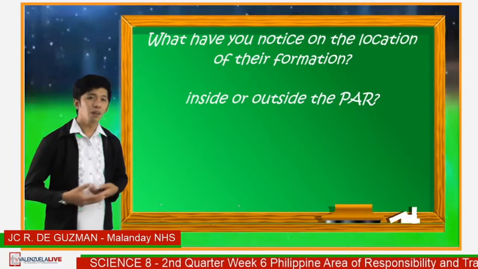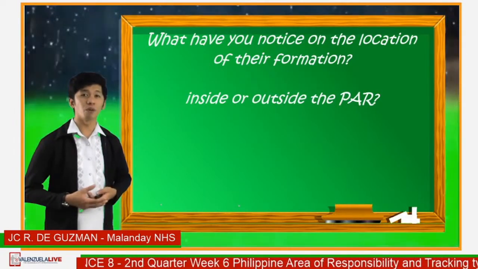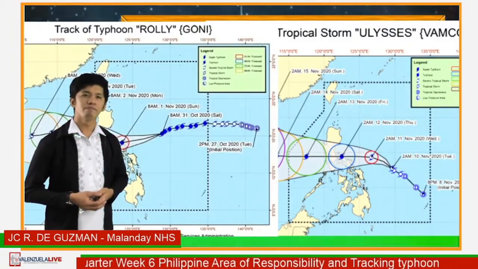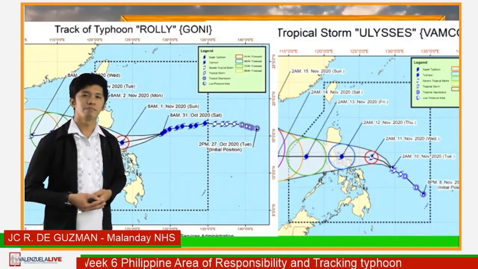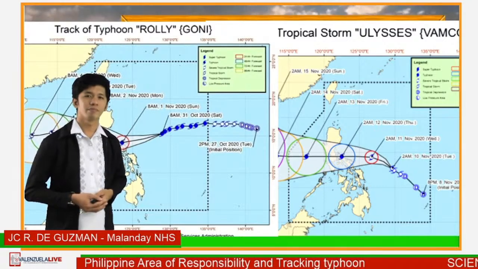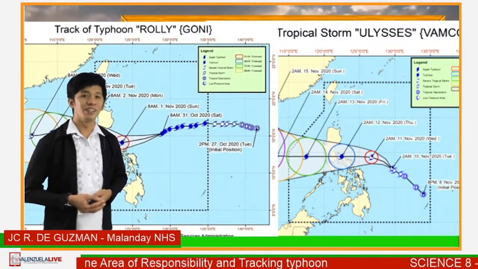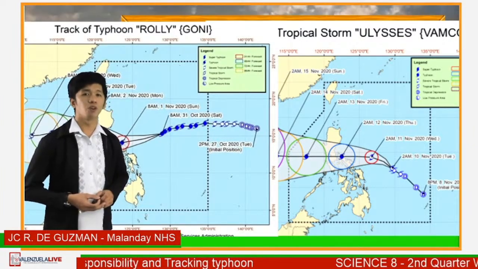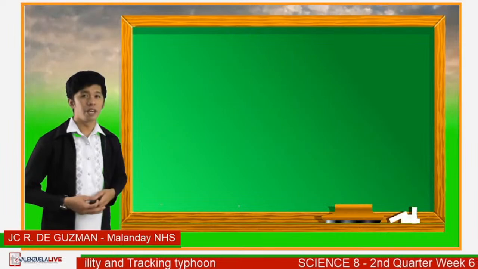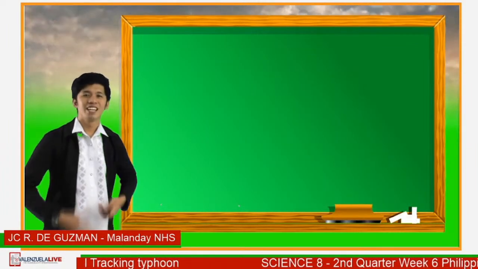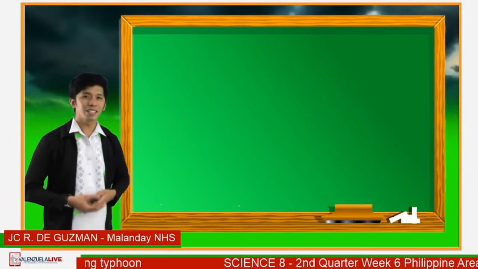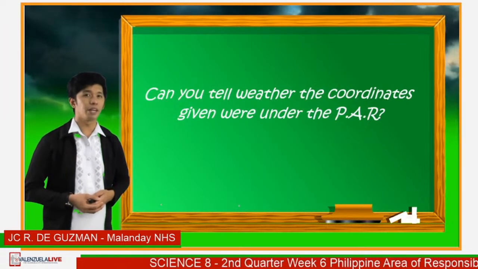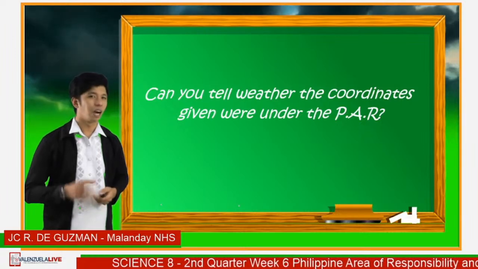Lastly, what have you noticed on the location of their formation? Very good. Rolly was formed outside the PAR, while Ulysses was formed inside the PAR. Now, to sum it up, let us try to answer if the following coordinates given were under the Philippine Area of Responsibility. Are you ready?